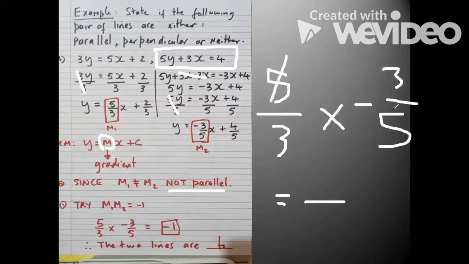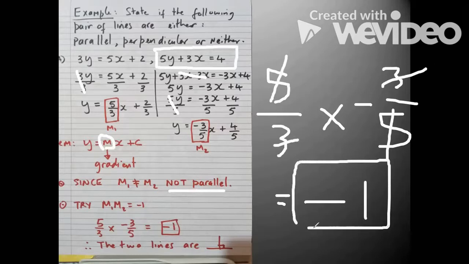The 5 cancels the 5, 3 cancels the 3. So everything is just 1. So you notice, when you multiply these gradients, you get -1. So the product of the gradients gives you -1. So you notice, these two lines are perpendicular. And we use the symbol here to represent perpendicularity.